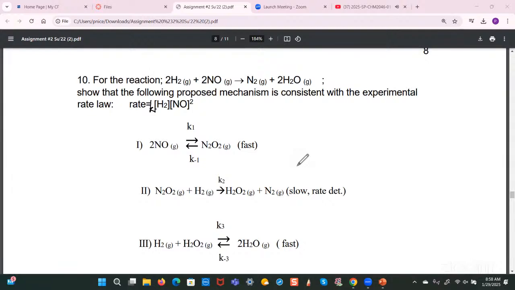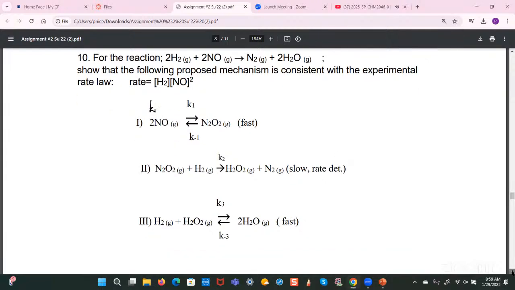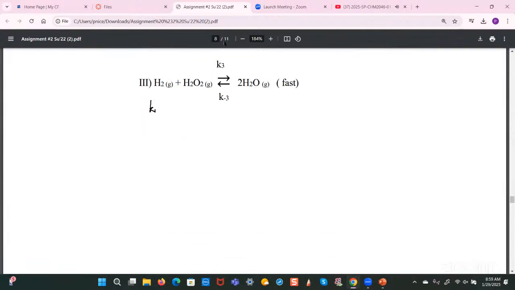Okay, so it gives you the balanced equation, right? The question gives you the balanced equation, and the question gives you the 3 steps. And the question is asking that you show that this proposed mechanism is consistent with this experimentally determined rate law. So these would be the 3 steps in the mechanism, and you are to show that the result of these 3 steps would be consistent with this rate law. So I'm going to scroll down because I'm going to need some space.